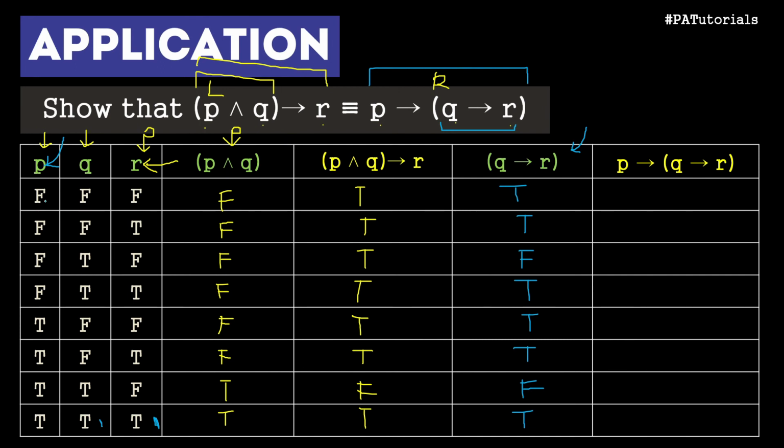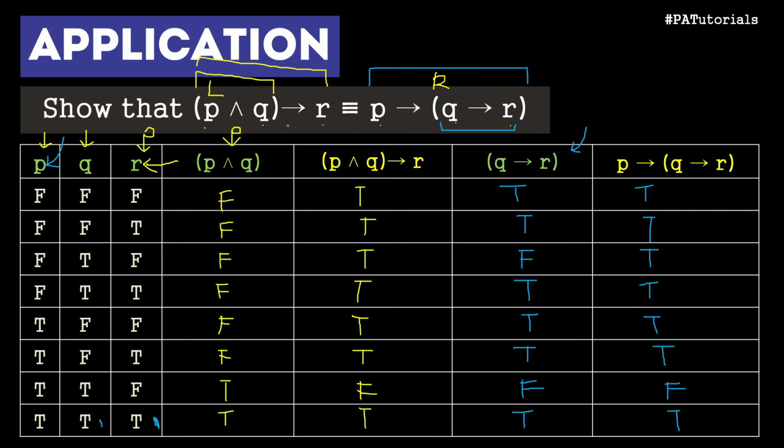So, that would be F implies T, that would be true. False implies true, that would be true. Then, false implies false, that would be true again. Then, false implies true, that would be true. And then, true implies true, true. True implies true, true again. And then true implies false, that would be false. And then true implies true, that would be true.